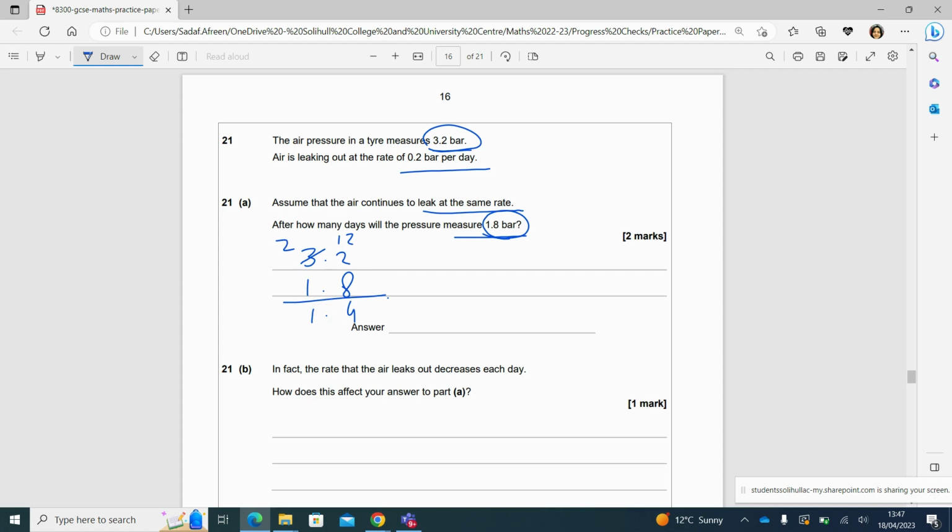Now, because every day the pressure is leaking at the rate of 0.2 bars per day, to reach the loss of 1.4, we need to divide 1.4 by 0.2. Okay, or you can count from 0.2, or you can write this down as a fraction and then simplify that as well. So you can do 1.4 over 0.2, multiply both numbers by 10, that gives you 14 over 2, which equals 7. That means that the answer will be 7 days.